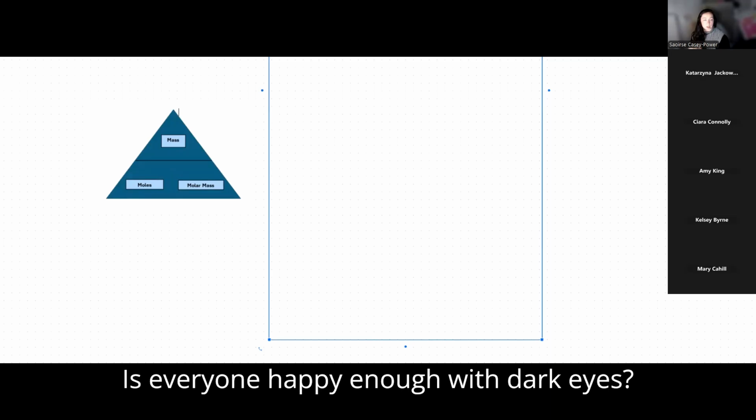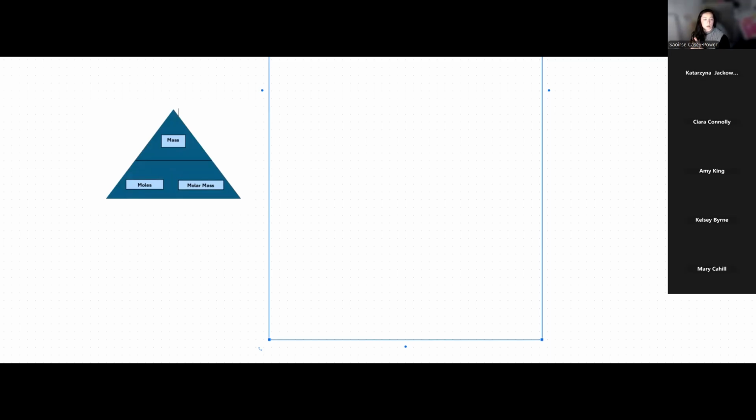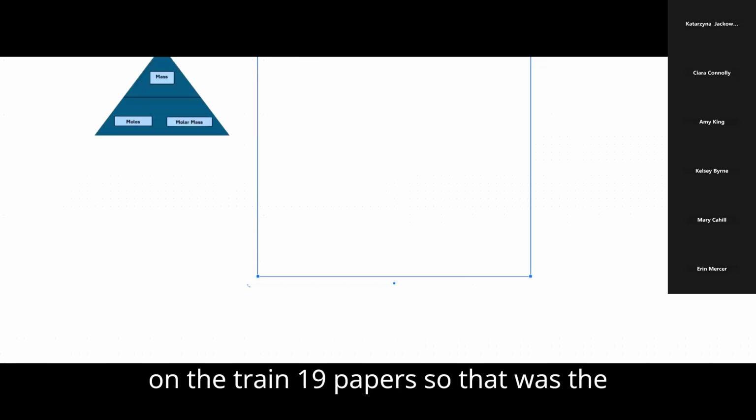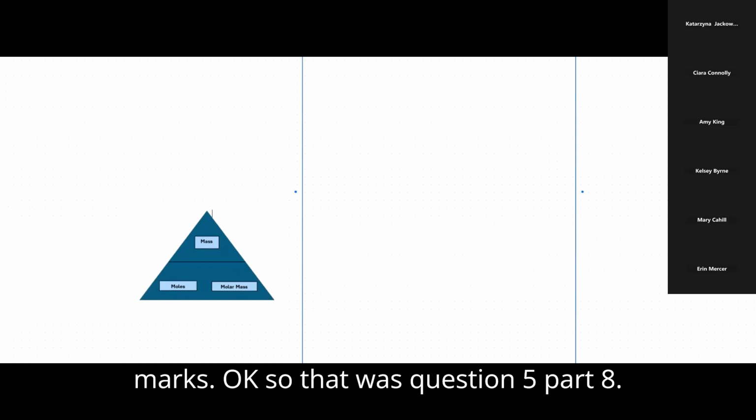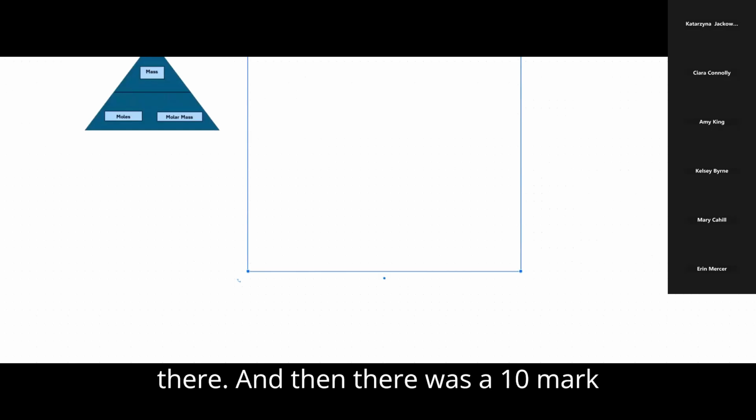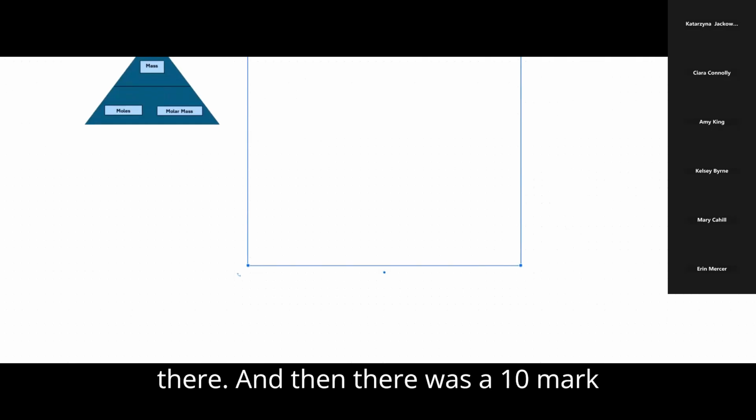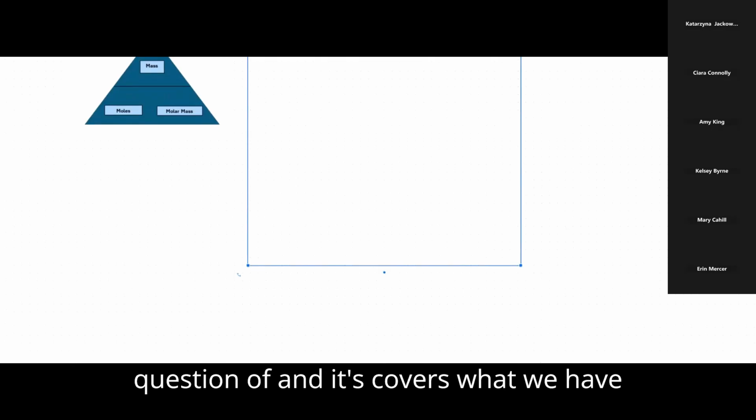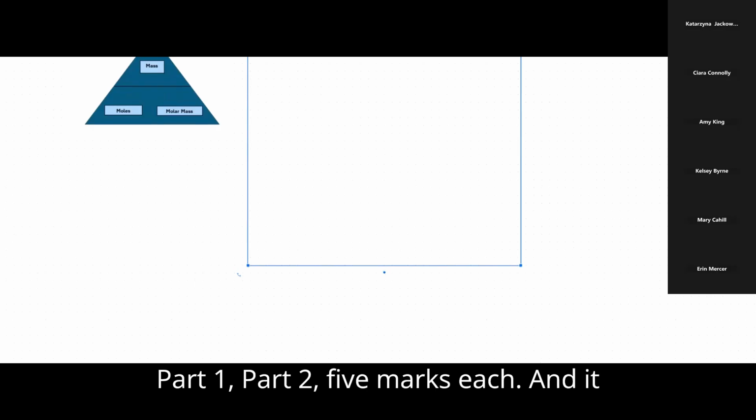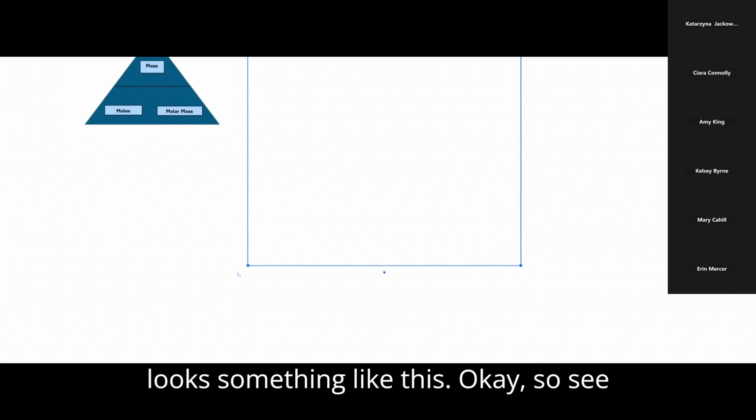Is everyone happy enough with that, guys? Yeah. Okay, so I won't go through it now, but on the 2019 paper, that was the first part and that was worth the most marks. That was question 5, part A, so 5 marks for each one of the parts there. And then there was a 10-mark question and it covers what we did this evening. Part B was made up of two different parts, part 1 and part 2, 5 marks each. And it looks something like this.